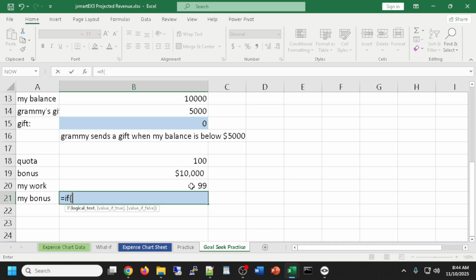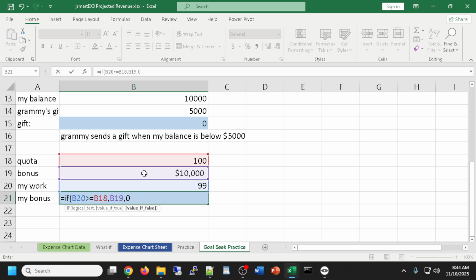My work is there in B20. If B20, now typically when I think of quota, it means you've either met or exceeded the quota. So I use greater than or equal. Some people will just say greater than. But to me, when I say quota, that means if I make 100, I get my bonus. So I would say B20 greater than or equal to the quota. Comma, if that comes out to be true, do I get my bonus? That's the bonus I would get if I have met or exceeded the quota. Otherwise, nothing for my bonus.